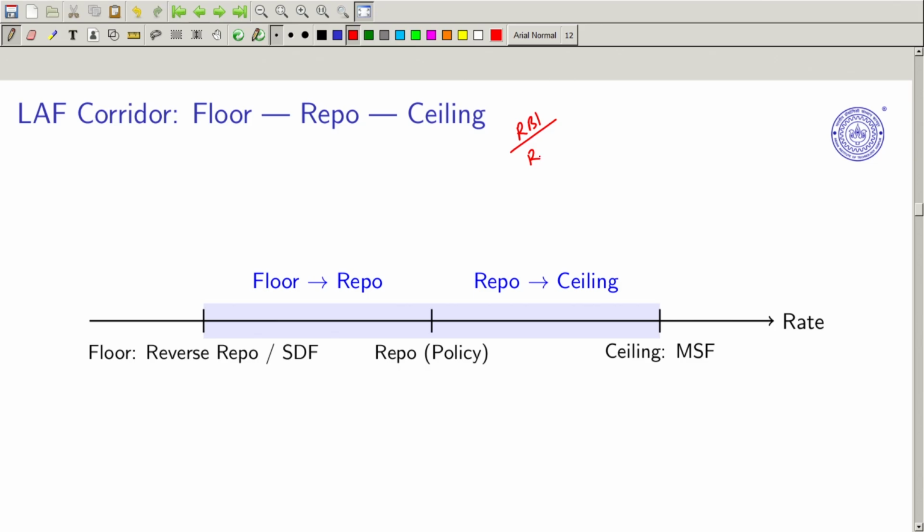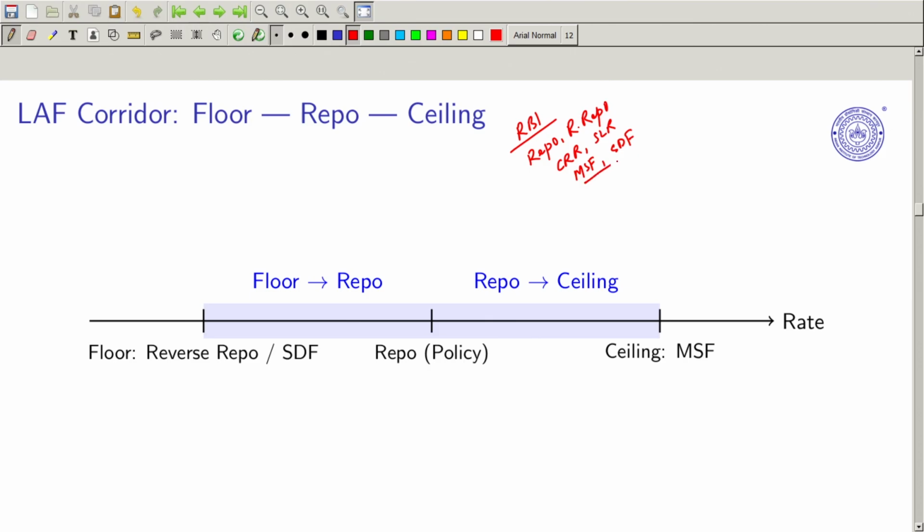So, one is the repo, then another is the reverse repo, then here we have the quantity base, CRR, SLR, then here we have the marginal standing facility, MSF. Then here we have the standing deposit facility, SDF.